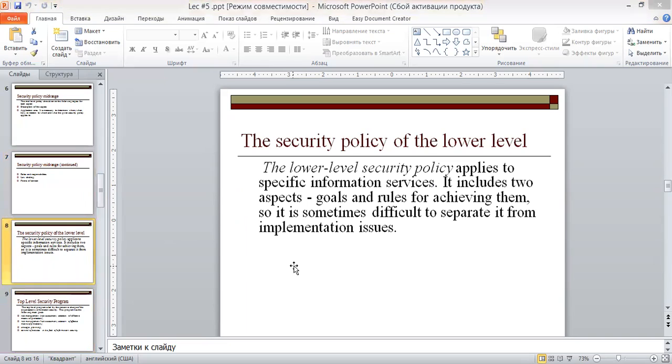The security policy of the lower level. The lower level security policy applies to specific information services. It includes two aspects, goals and the rules for achieving them. So it's sometimes difficult to separate it from implementation issues. Unlike the top two levels, the policy in question needs to be defined in more detail.